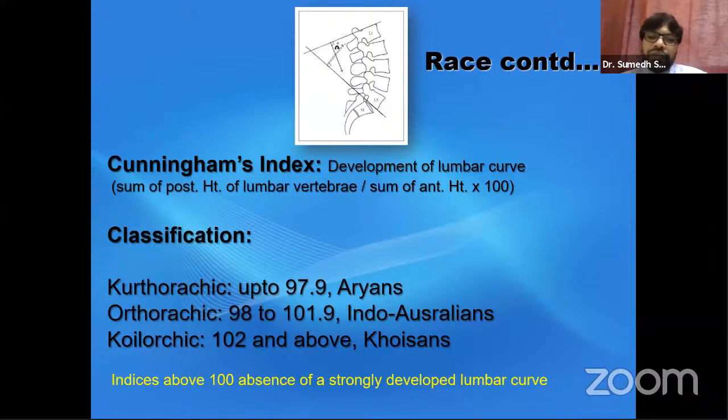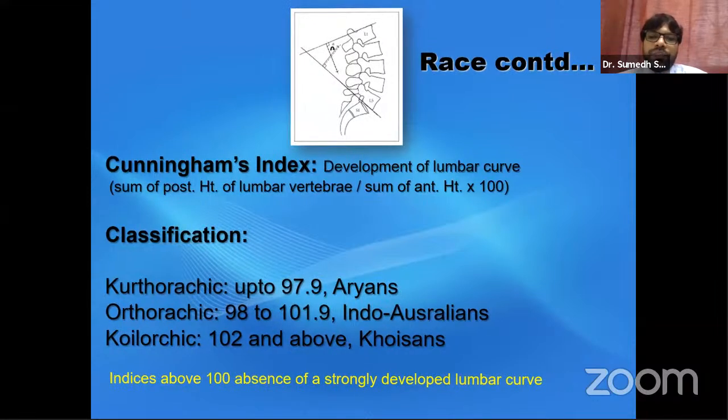On this classification, you can say orthoarchic, that is Aryans, orthoarchic, that is Indo-Australians, and polyarchic, that is Khoisans. So these are various ethnic origins. Indices above 100 show absence of a strongly developed lumbar curve. So this again indicates habitual things of that person or certain anomalies of that person. This is how Cunningham's index carries importance.